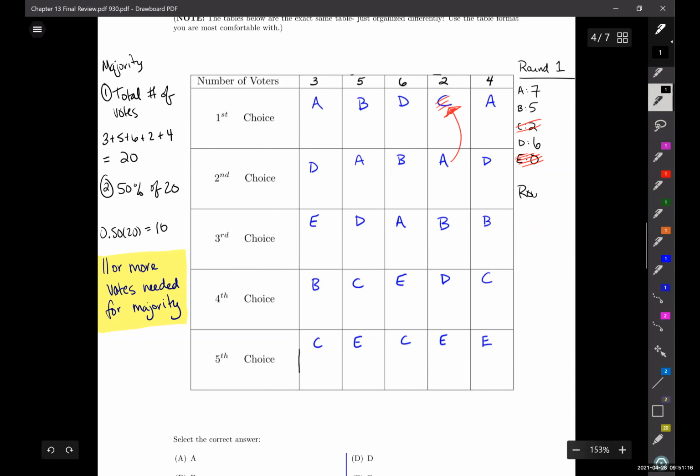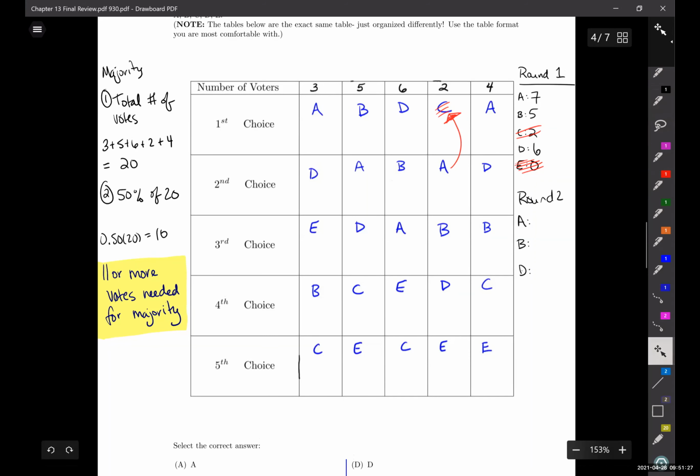So we run round 2. The only candidates left are A, B, and D. Now we know that A picked up 2 votes, so they went from 7 to 9. Does it make sense to everybody that B and D didn't change their vote tallies at all? Because the only change affected A. Now you ask yourself, do any of these meet the majority threshold, 11 or more? No, the highest is 9, right? So we know that if nobody wins the majority, you get rid of the lowest ranking of the remaining candidates. So do we agree in this case, we're going to get rid of B?